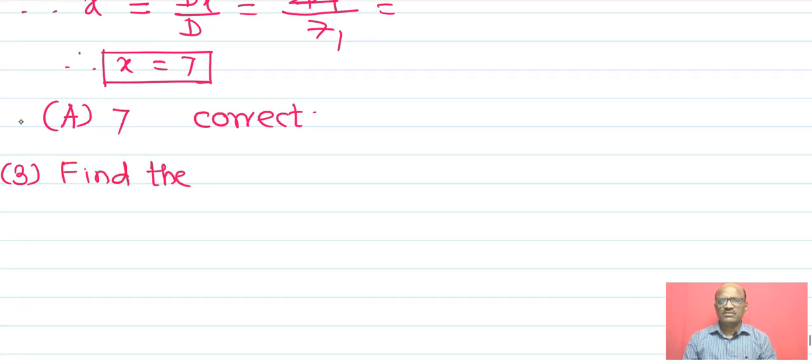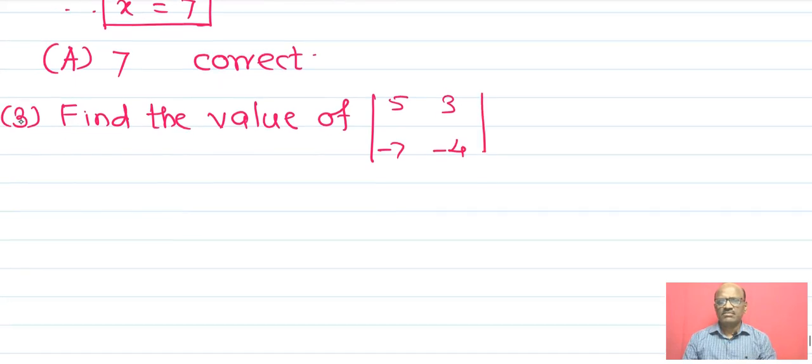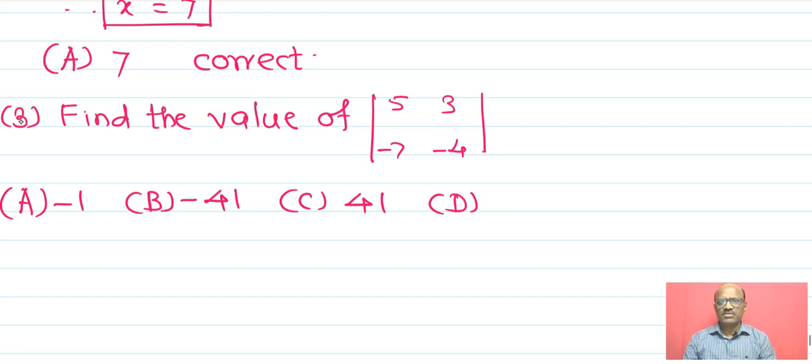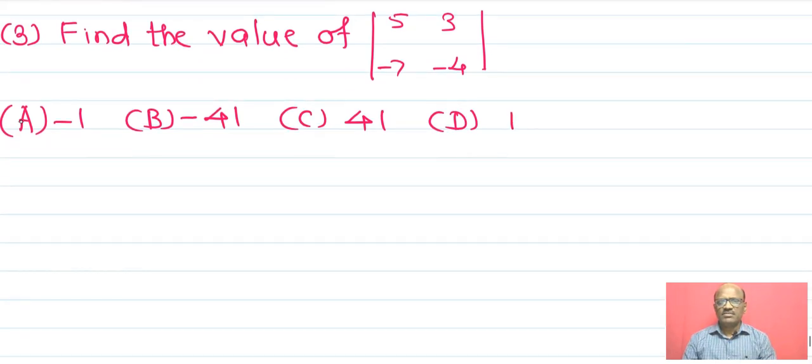Third question. Find the value of the determinant 5 3 -7 -4. The answer is A is -1, B is -41, C is +41, and D is +1.